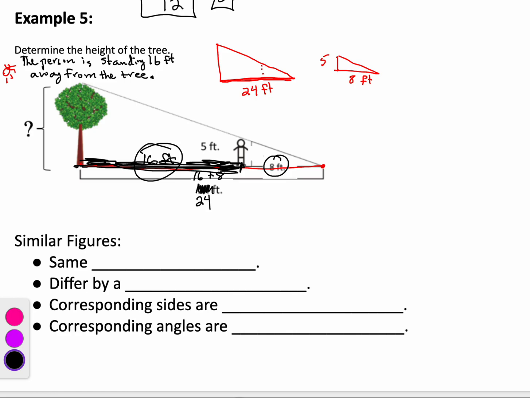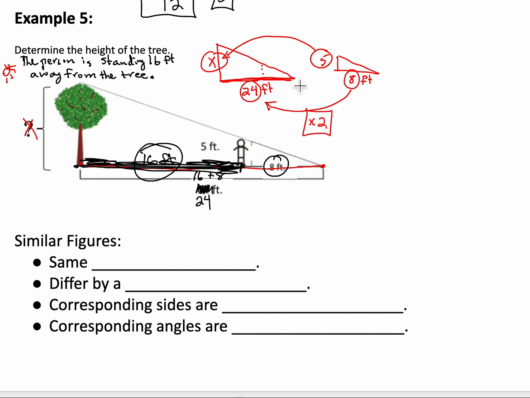So how do we find the scale factor? Well, we look at and find out our height of our tree. And I kind of put an X there. That's how I like to think about it. So I'm going to circle my corresponding sides. The 8 and the 24 go together. Draw my arrow because that's the direction I want to go from 5 to X is to use that scale factor going up. So that would be a times 2 is my scale factor. No, not times 2, times 3. 3 times 8 is 24.